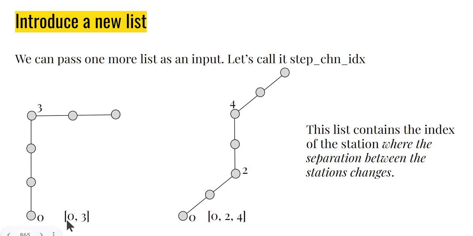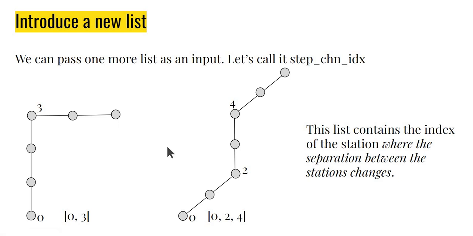The reason is I'm saying, okay, look, start drawing my network. For example, in this network, start drawing with a certain separation. At station number 3, change the separation. So basically, this list contains the index of the station where the separation between the stations changes. For example, here it was stations going vertical. At this point, after 3, it's all horizontal.